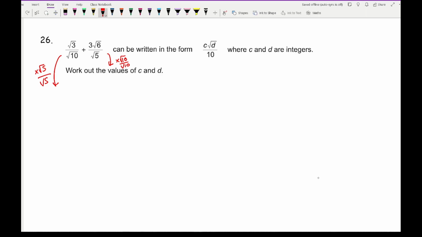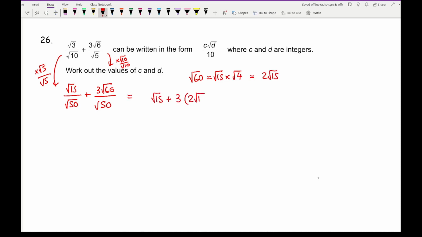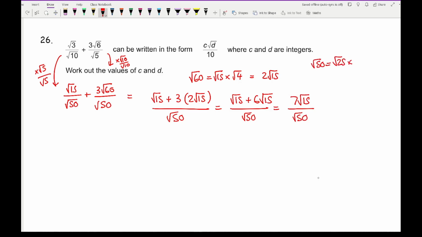Now, it's not the most ideal route. I'm sure that we'll be able to simplify this further. So let's have a look. Here we've got root 15 over root 50 plus 3 root 60 over root 50. In terms of simplifying, we know that root 60 can be written as root 15 times root 4, so that becomes 2 root 15. So then we've got root 15 plus 3 lots of 2 root 15 all over root 50. That becomes root 15 plus 6 root 15 over root 50, which then becomes 7 root 15 over root 50. Now root 50 is root 25 times root 2, and that becomes 5 root 2.